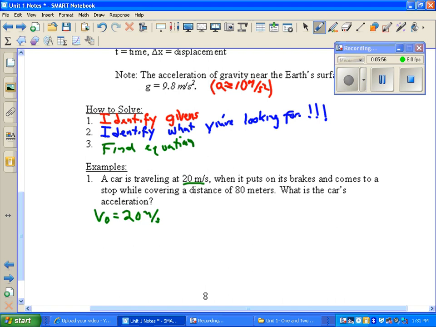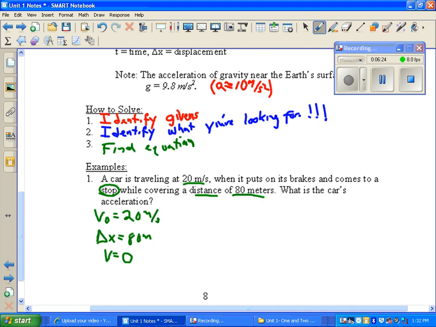Then it puts on its brakes and comes to a stop while covering a distance of 80 meters. Distance of 80 meters, for distance or displacement, we've been using the equation delta x. Delta x is 80 meters. Now, there's actually a third variable that's given in here. It's given kind of subtly. It says it comes to a stop. When it's stopped, I know its velocity is 0. So its instantaneous velocity at the end of the problem is going to be 0.